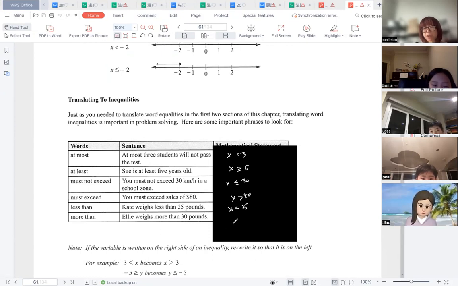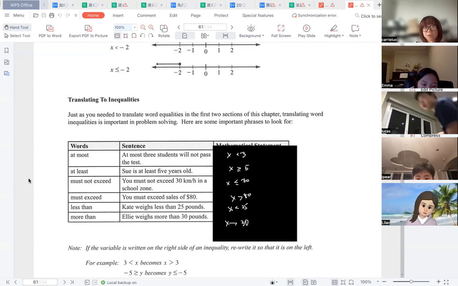Ellie weighs more than 30 pounds. X is lesser than 30. Weights more than. The line under it. No, weights more than. 什么叫 weights more than? X is bigger than 30. Get it? 大于30啊，不是小于30，对不对？ More than. Understand? Okay, so let's take a look at this one.